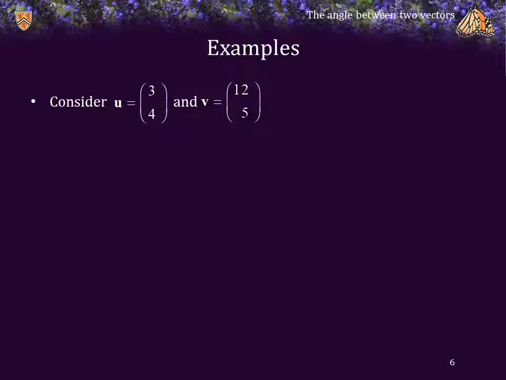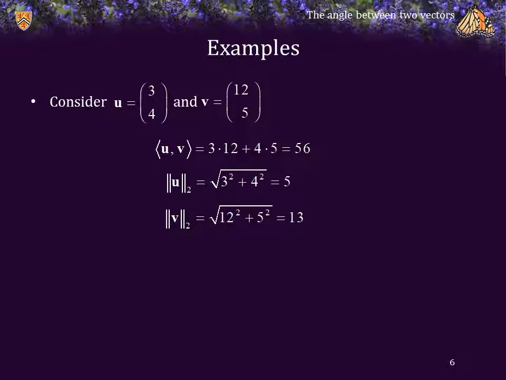So, let's consider these 2 vectors again. Their inner product was 56. The one norm was 5. The other norm was 13. Therefore, cosine of theta is equal to 56 over 5 times 13, which is 65. Well, if we evaluate this, then we see that theta is approximately 0.5325 or 30.5 degrees.